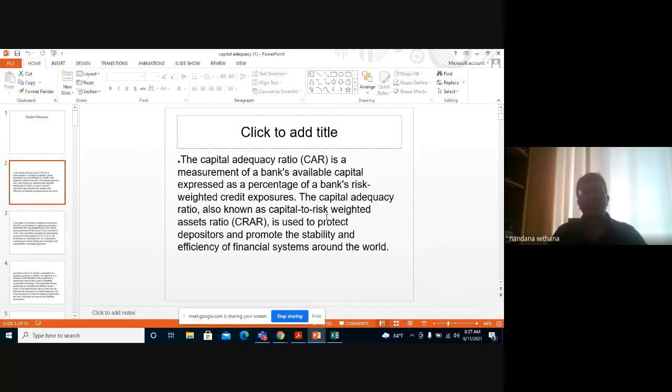The capital adequacy ratio, also known as risk-weighted asset ratio, is used to protect depositors and promote the stability and efficiency of financial system around the world. If bank gives all C-class loans, bank is having a problem. If bank gives all A-class loan, once again, bank will have a problem. So you have to match different risk appetites.